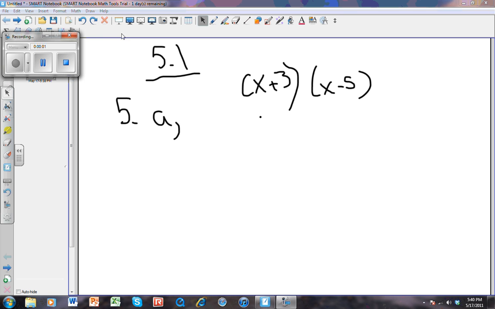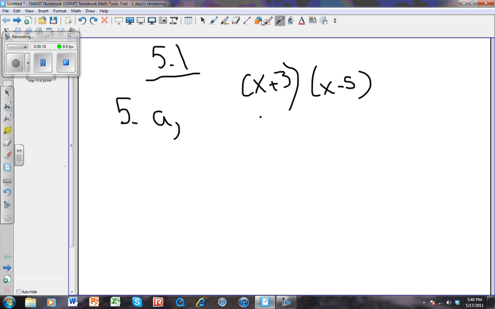We're still on 5.1. Now we're on number 5. So this is 5a, x plus 3, x minus 5. The question says, use the distributive property to find each binomial product. So that's what we've been doing for every question so far.